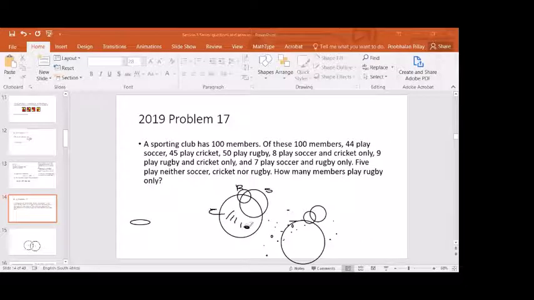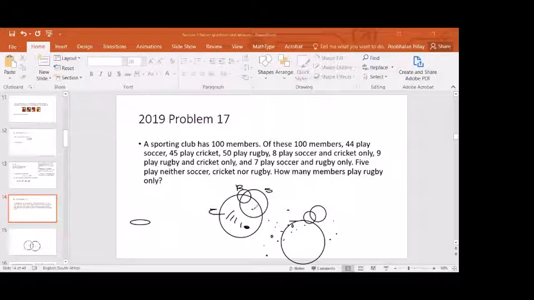any person here is inside the cricket circle, so he plays cricket. But he's outside the soccer one, so he does not play soccer. And he's outside the rugby one, so he does not play rugby. So all the people here play cricket, but they play neither rugby nor soccer. They play only cricket. Right?